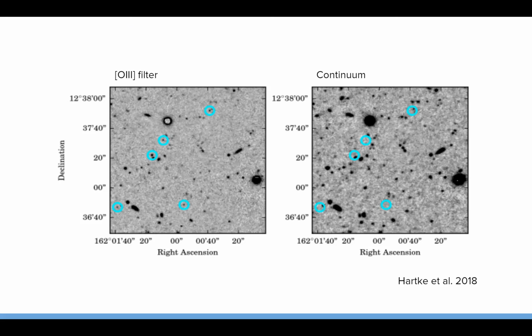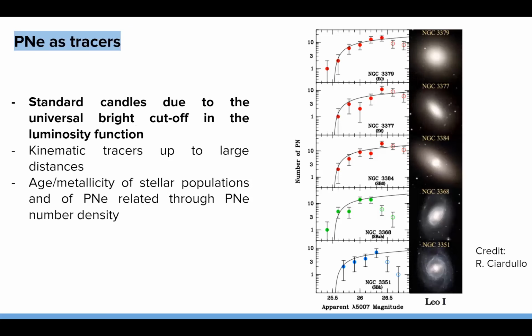These are the classical methods, and they have some issues, which is what I'm going to focus on. But then there's why would you use planetary nebulae in terms of their connection to the stellar populations.